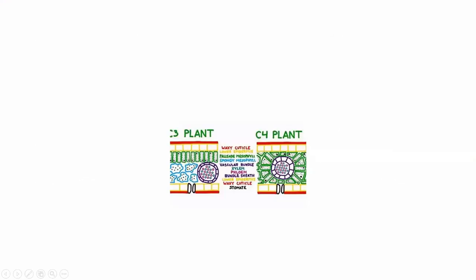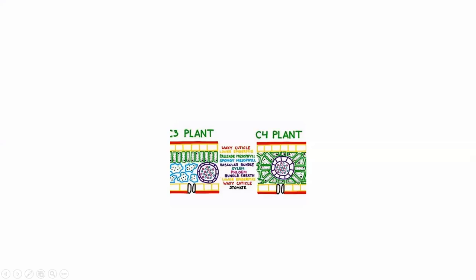Then bundle sheath cells are radially arranged around the vascular bundle. See, this is radially arranged around the vascular bundle. This is vascular bundle. This is vascular bundle. But in C3 plants, it is not radially arranged around the vascular bundle. Here, it is not such.